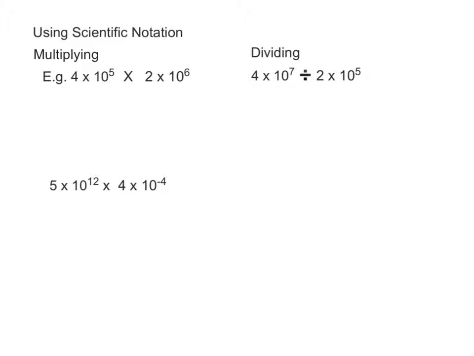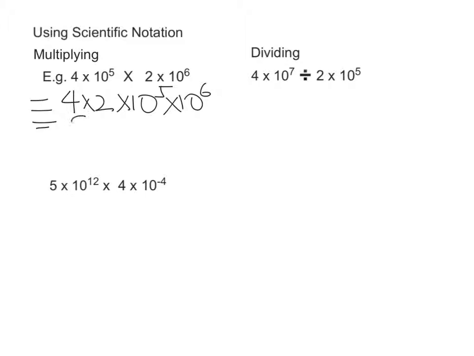Let's look at a couple of examples of using scientific notation when multiplying and dividing and how indices are involved. In the first question, we've got 4 by 10 to the 5 by 2 by 10 to the 6. That means if I was going to multiply those, I could write it like this: 4 times 2 by 10 to the 5 by 10 to the 6. It doesn't matter with multiplication which comes first, so I've just rewritten it so it's easy to see.